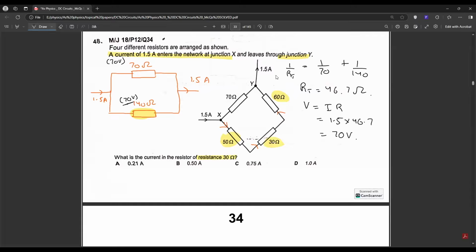You have the voltage for this branch, the resistance for this branch. Can you calculate the current here? Yes, apply V is equal to IR. V is 70. Resistance is 140. The current is what? 0.5 amperes. B is your answer. The answer to 33 should be B, and B is your answer in the marking scheme as well. Let's further move ahead.